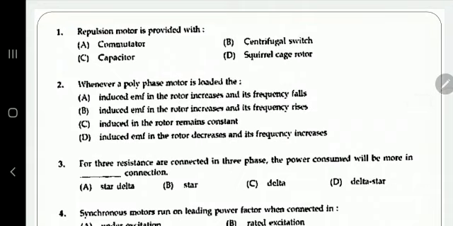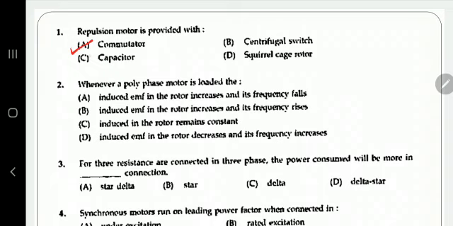Repulsion motor is provided with. The answer for question number 1 is option A, commutator. So, the repulsion motor is a single phase AC motor and it works on the principle of repulsion. In the case of a repulsion motor, the rotor is similar to that of a DC motor. So, we know that for a DC motor, a commutator is there. So, the answer for this question is option A, that is commutator. Let's go to the next question, question number 2.